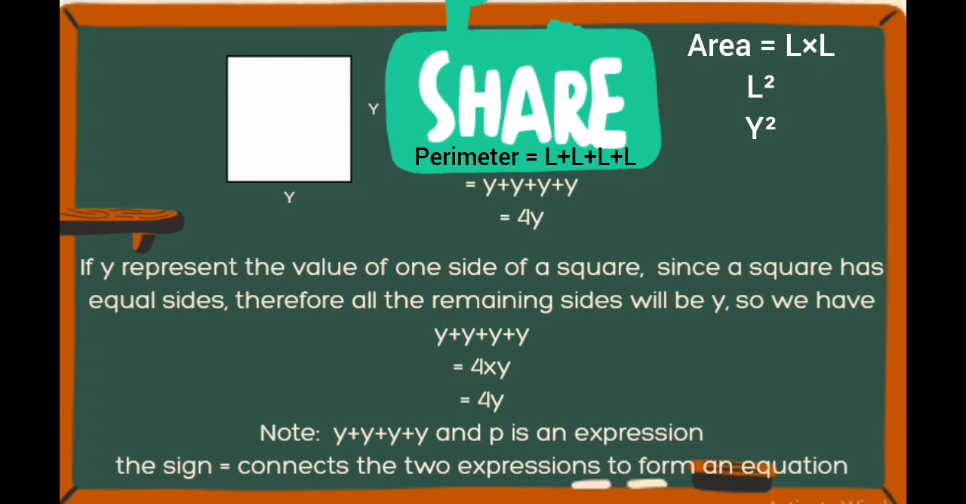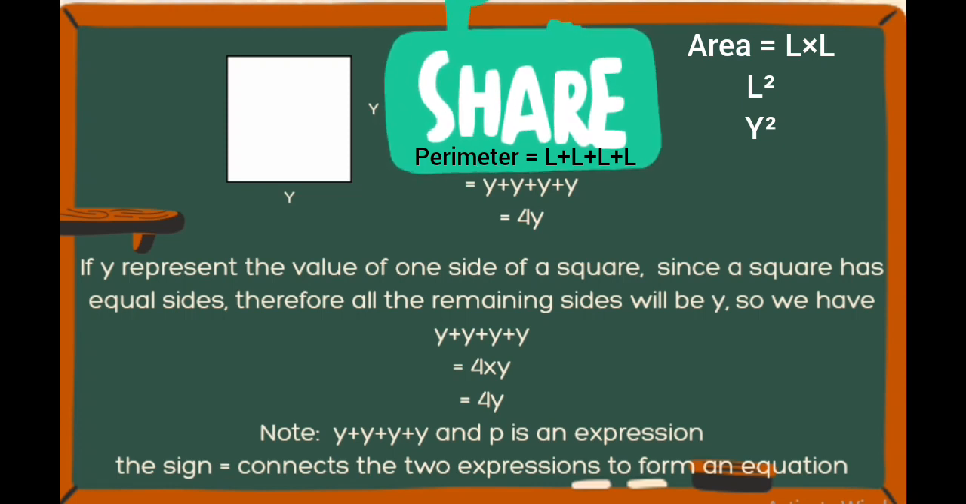Now having only y times y without an equality sign is just an expression. Immediately we have area equals y times y, then it turns into an equation. The same thing applies to the perimeter. We have length plus length plus length plus length, because the perimeter of a square is the sum of all the sides. So y plus y plus y plus y is an expression. Immediately we have our equality sign, P equals 4y, then it turns into an equation.